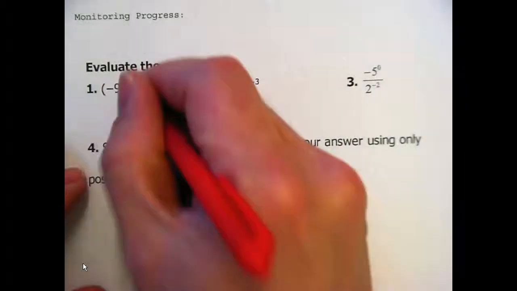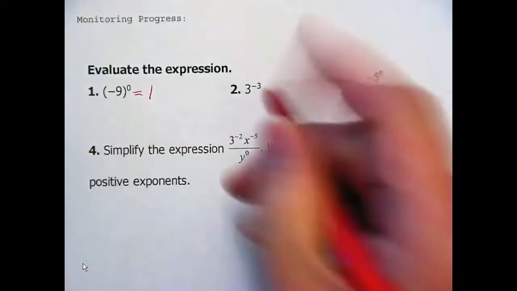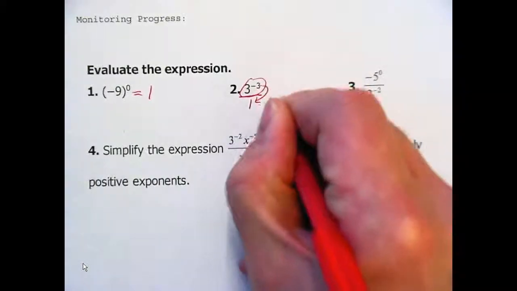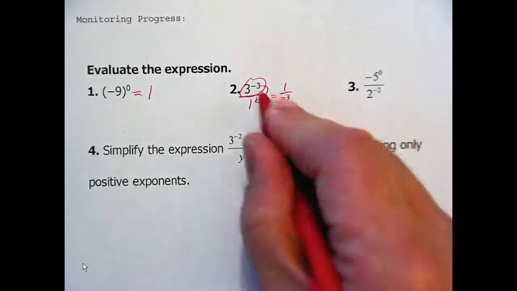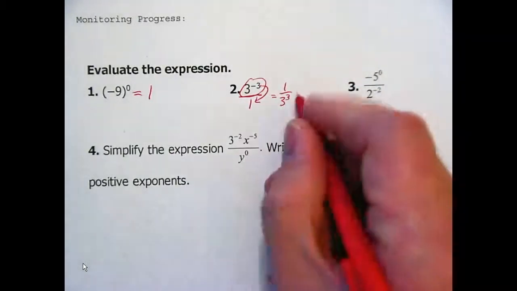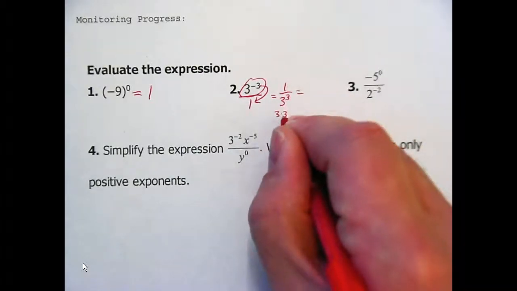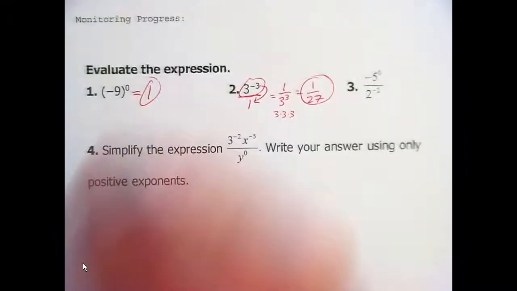Number 1 is 1. Anything to the 0 is 1. How many got that one? Anything to the 0 is 1. Make a note of it. Okay? Next one. The negative exponent. That's 1 over 3 to the 3rd. Notice you move it to the bottom and drop the negative with the exponent, which gives you 1 over 3 times 3 times 3, which is 27. 1 over 27. How many got it?